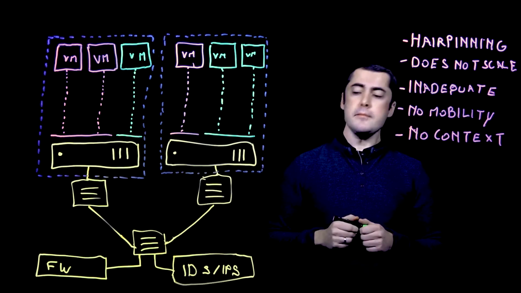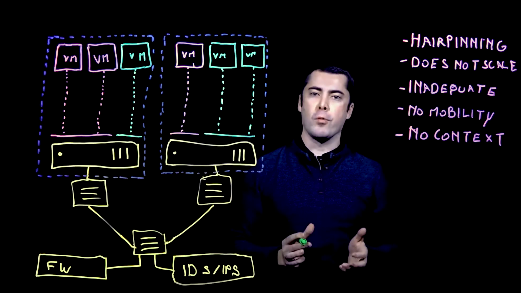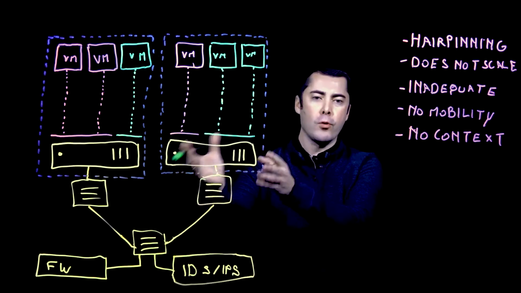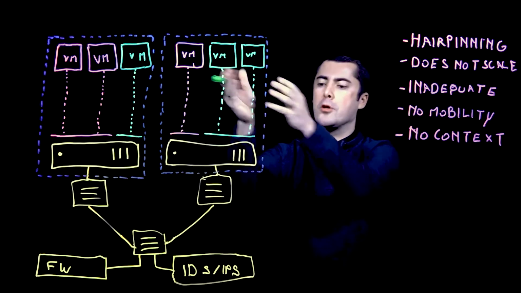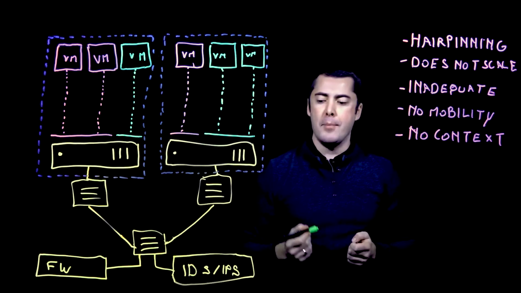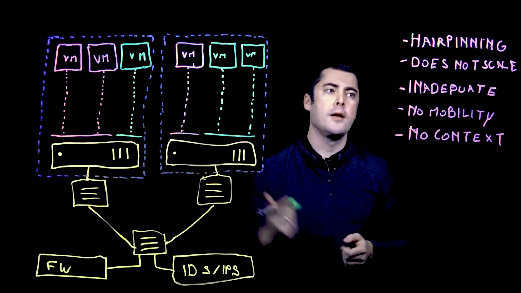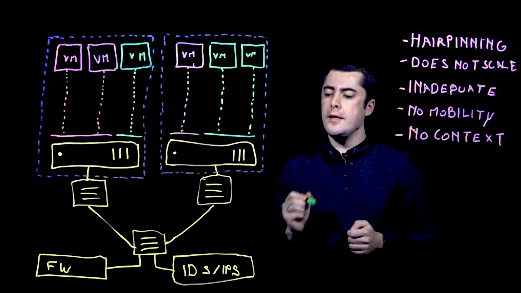Another challenge with physical IDS IPS appliances is that they don't really scale well. And what this means is as your organization is growing, you're adding in additional hypervisors, you're adding in additional workloads. That means you have to keep scaling up your additional physical IPS IDS clusters. You have to keep deploying physical IPS appliances. Another challenge as well is that these are really inadequate.